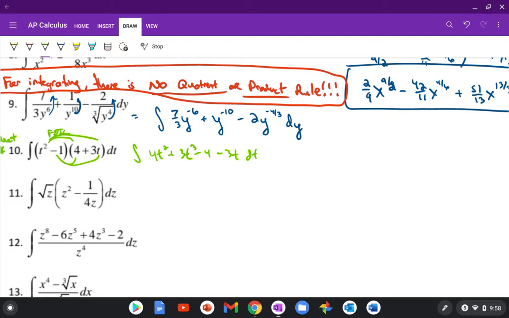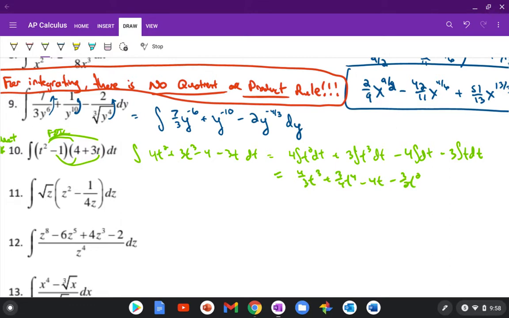And again, what we're really doing when we're evaluating this is we're splitting these up into separate integrals. So it's really like 4 integral of t squared dt plus 3 integral of t cubed dt minus 4 integral of dt minus 3 integral of t dt. So you're actually doing this on all of them. We just don't actually write it. But then, so this would then be 4/3 t to the third plus 3/4 t to the fourth minus 4t minus 3/2 t squared plus c.